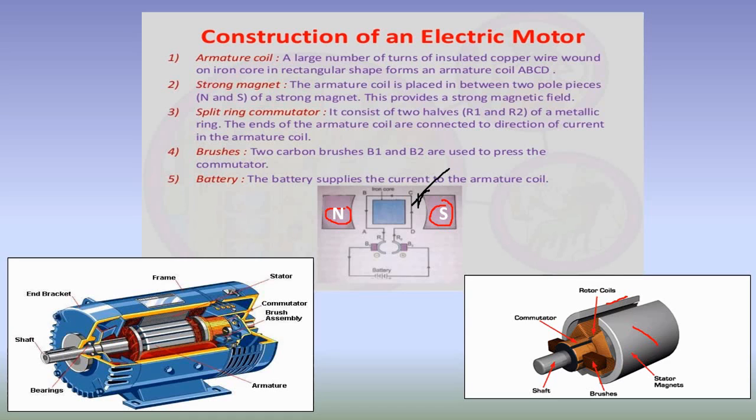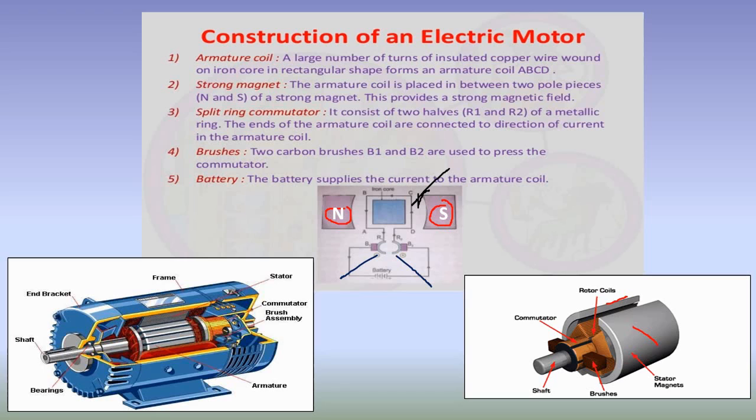The third one is a split ring commutator. Why is it a split ring? Because the ring is not oval, like the loop is not completed. There is a partition between two half rings. So it consists of two halves, R1 and R2, which I have marked with blue color on the screen. This will make us understand in detail. So it consists of two halves, R1 and R2, of a metallic ring. The object is metallic.